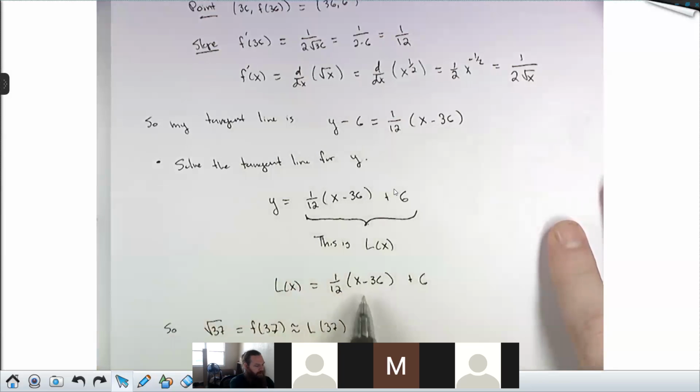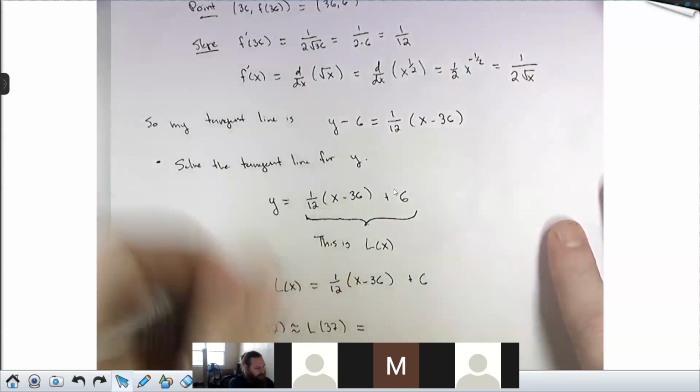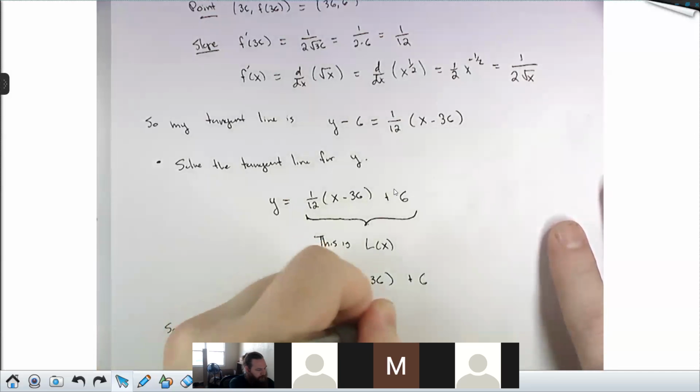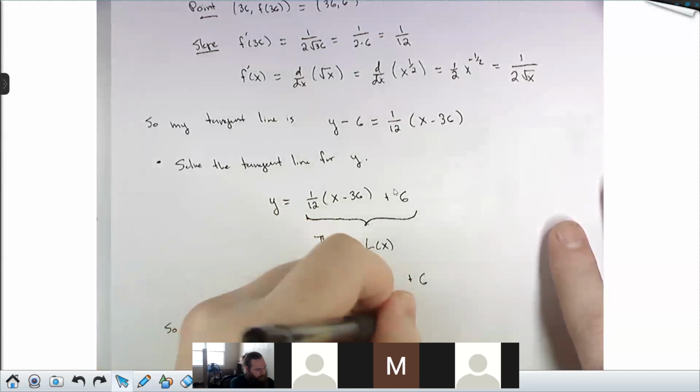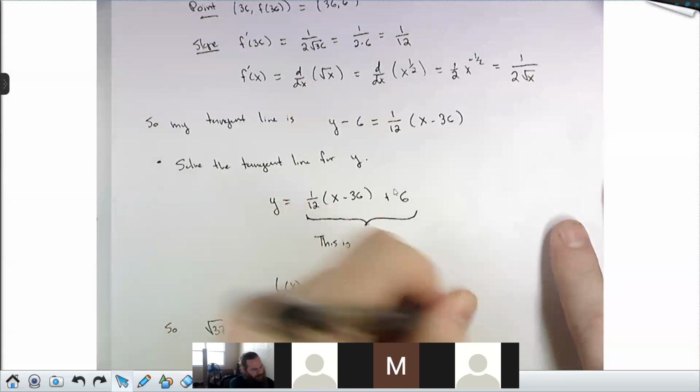And the miracle is that since this is a linear function, it's very easy to plug into. You'll never have to take a square root. You'll never have to have any sines or cosines or anything weird. It's just a linear function. So this is 1/12 times 37 minus 36 plus 6.